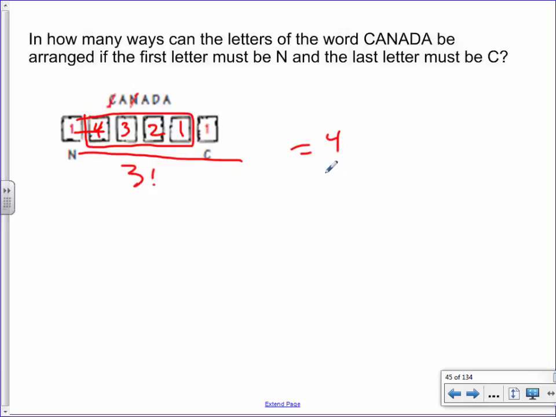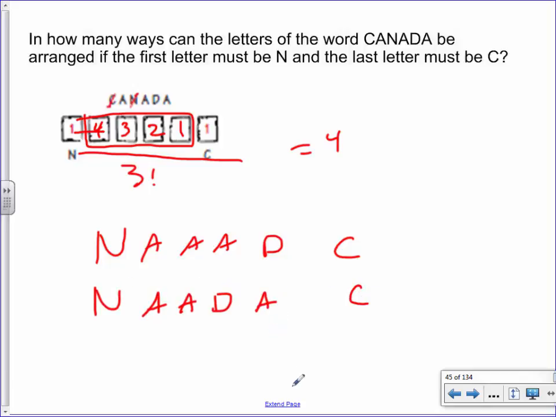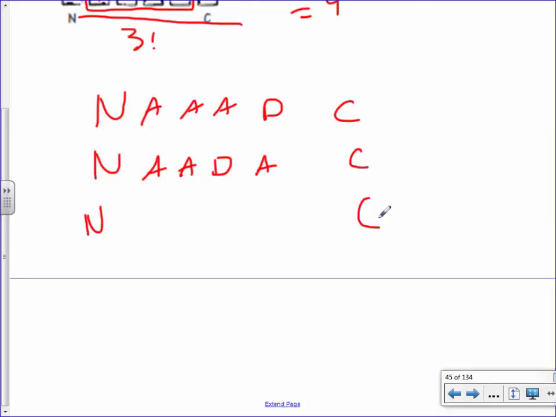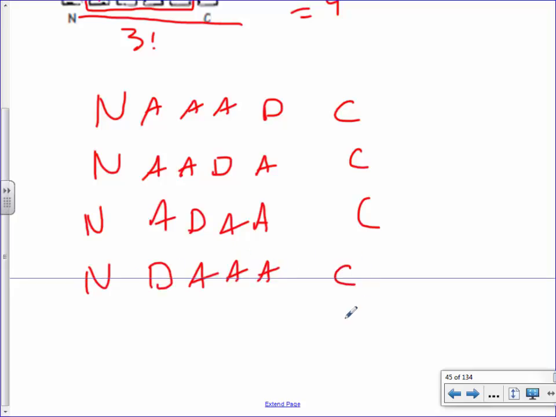Let's try writing them out even. If there's only 4 ways, we should be able to write them out. So start with an N and end with a C. We should be able to do A-D-A-A, A-A-D-A, A-D-A-A. See how I'm doing this in a pattern here? And then start with D-A-A-A. Yeah, there's the 4 ways. If I flip those A's around, no one's going to notice the difference.